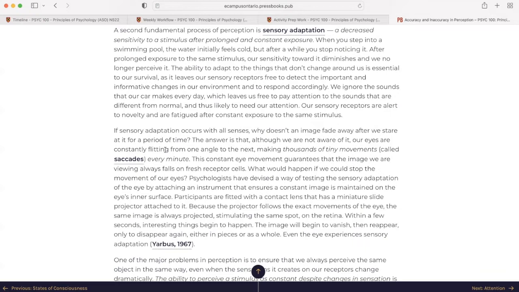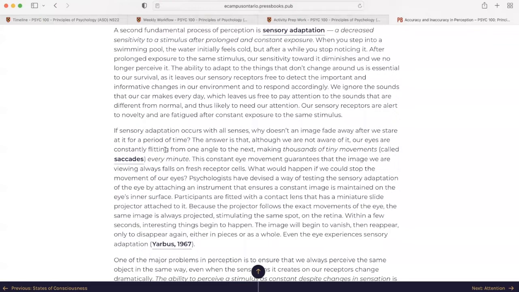The ability to adapt to the things that don't change around us is essential to our survival, as it leaves our sensory receptors free to detect the important and informative changes in our environment and to respond accordingly. We ignore the sounds that our car makes every day, which leaves us free to pay attention to the sounds that are different from normal, and thus likely to need our attention. Our sensory receptors are alert to novelty and are fatigued after constant exposure to the same stimulus.